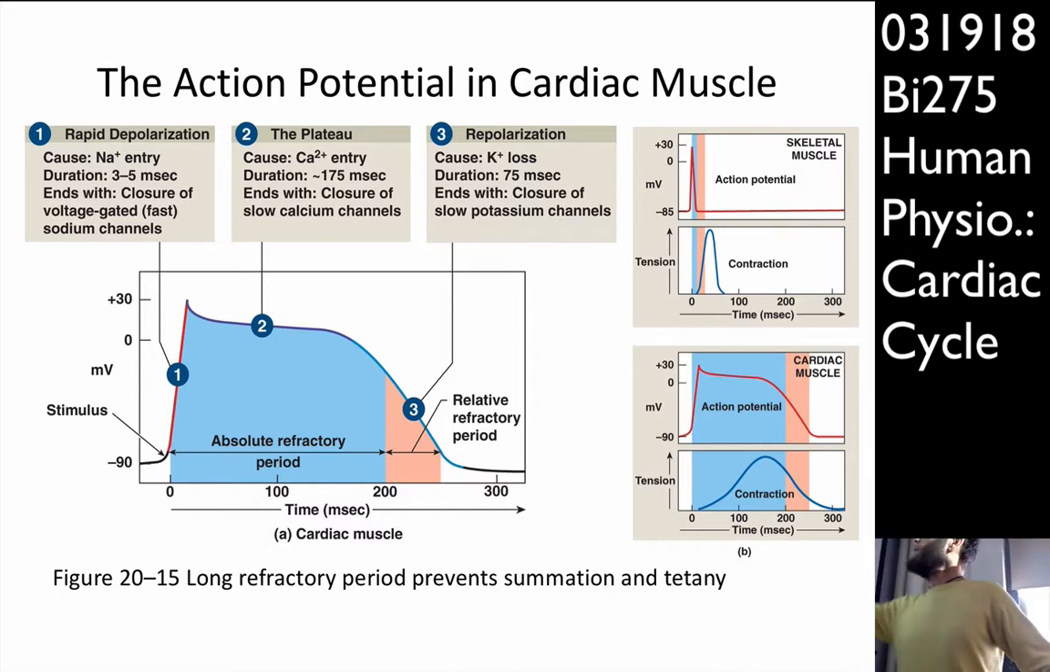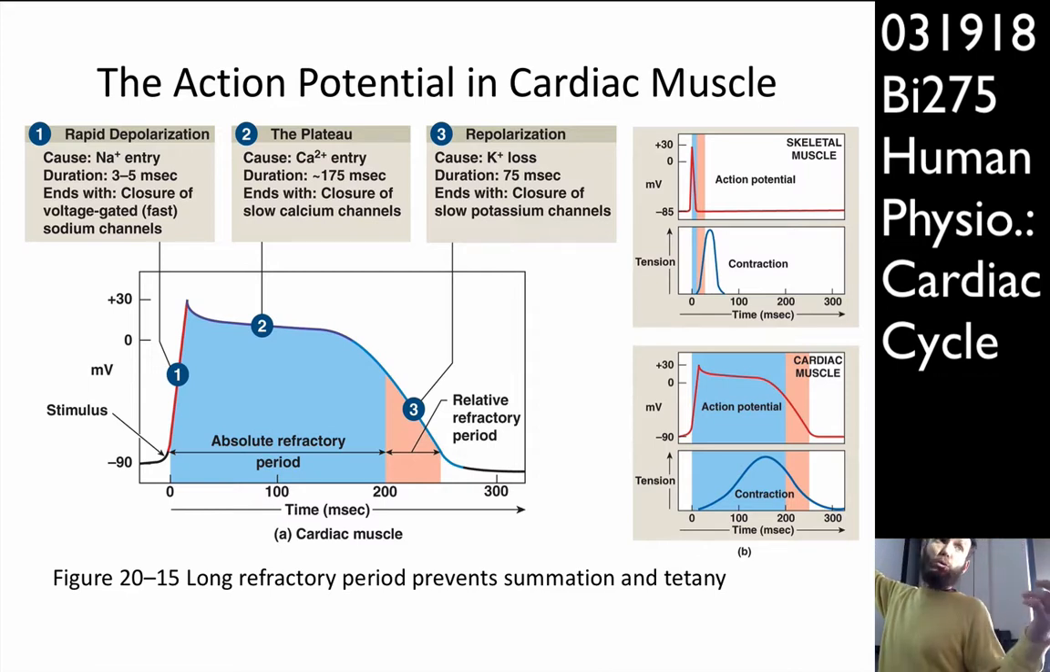So if we look here, at the top is the action potential of a skeletal muscle versus the action potential of a cardiac muscle. We see the action potential of a skeletal muscle is very quick with a short refractory period, whereas in cardiac muscle, the action potential is very long with a much longer refractory period. The result is that in a skeletal muscle, the contraction of that skeletal muscle cell falls outside of the absolute and relative refractory periods of that skeletal muscle cell.